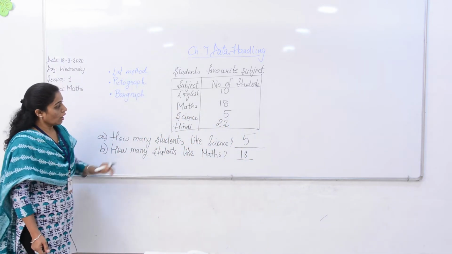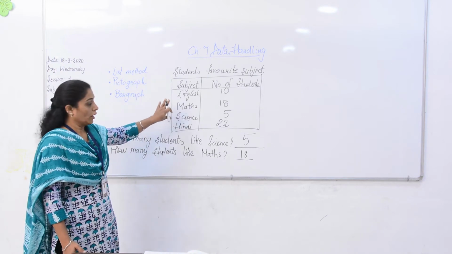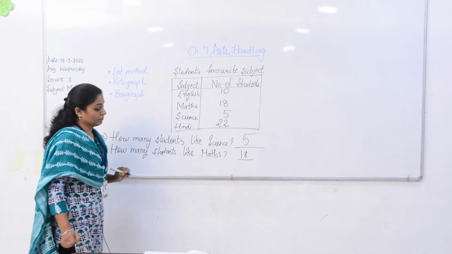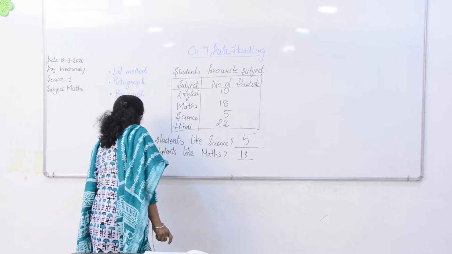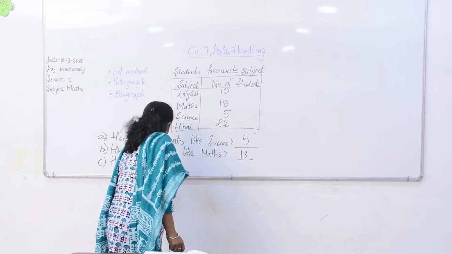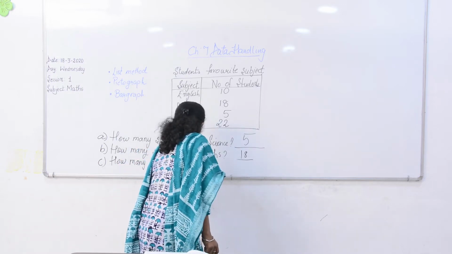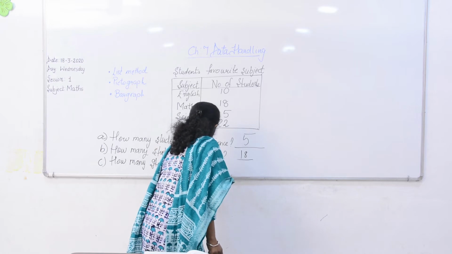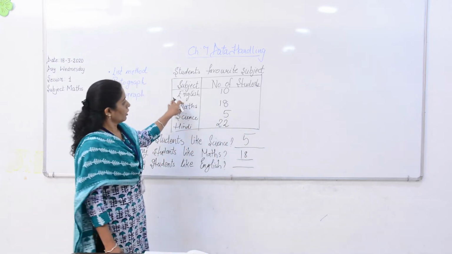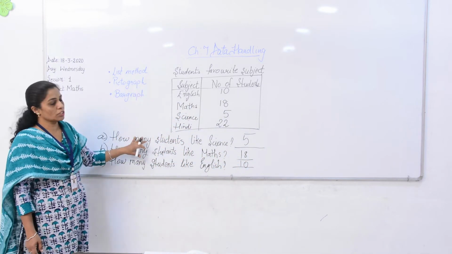And the last question, how many students are there who love more subject? Or we can write, how many students love or like English? So this is a listing method.